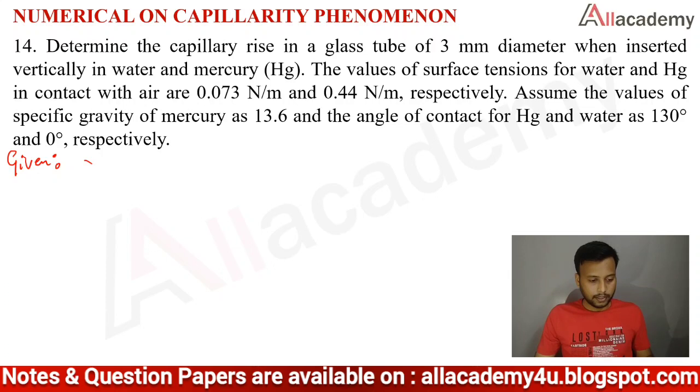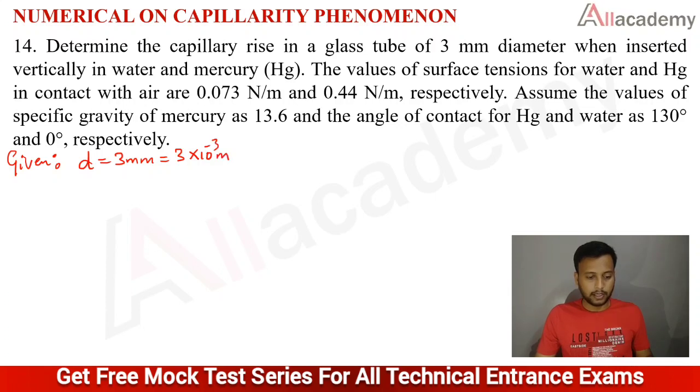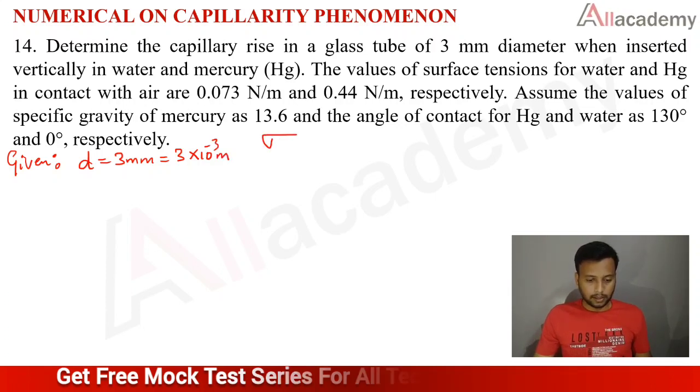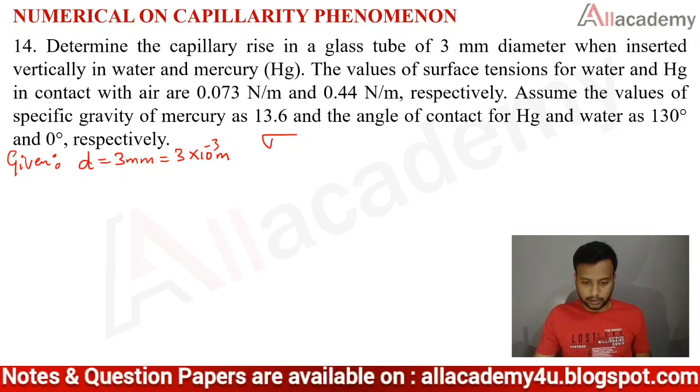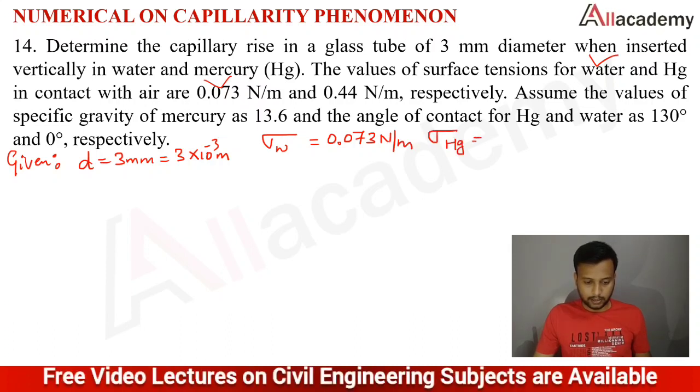Now what he has given: the diameter is given, that is 3 mm. Convert that into meters, 3 × 10 raised to minus 3 meter. Then the surface tension is given. Initially water is mentioned first, which means you need to take the first value for water. σ_W is equal to 0.073 N/m. Then again for Hg, I will take it. It will be 0.44 N/m.